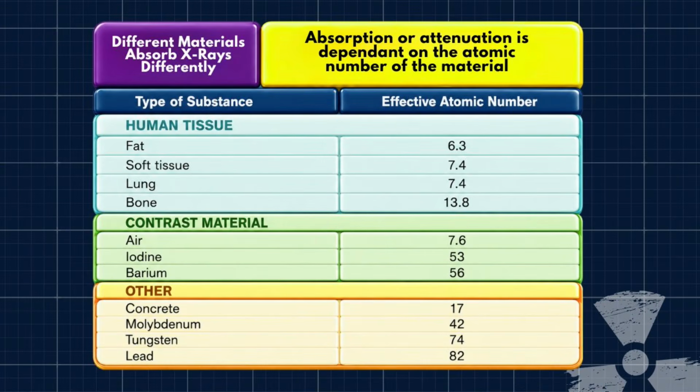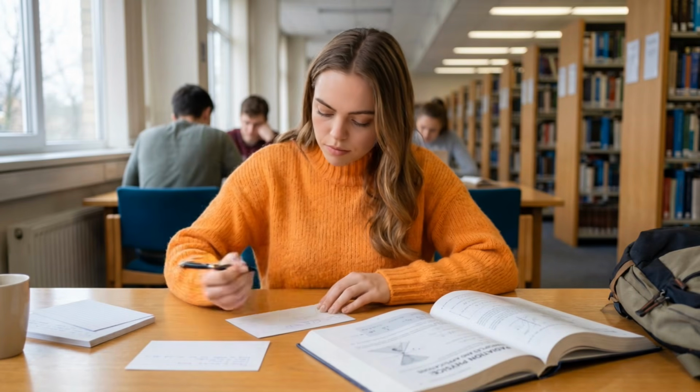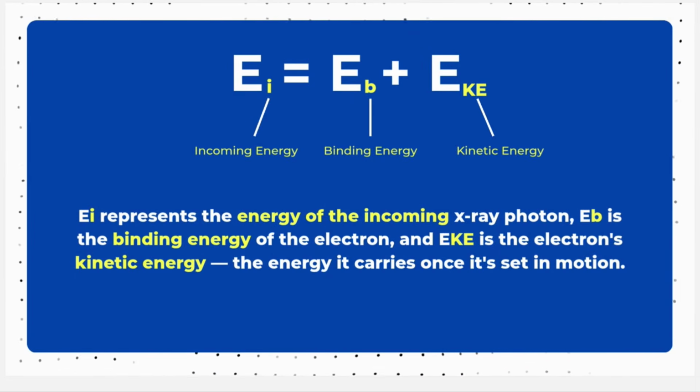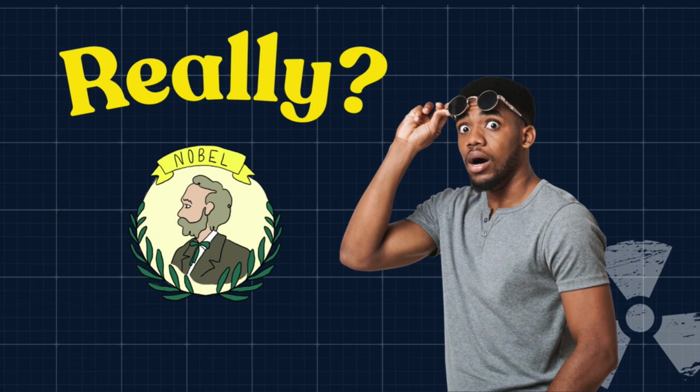This chart here represents the effective atomic numbers of materials that are important for us to know as radiologic technologists. Take the time to study and memorize them by writing out the type of substance and its effective atomic number on an index card. Then do some math problems using the photoelectric formula. It'll definitely help you gain a better understanding and appreciation of the physics behind the photoelectric effect, and it may even win you a Nobel Prize. Okay, maybe it won't help you win a Nobel Prize, but it'll definitely help you on the registry and in your career as a radiologic technologist.